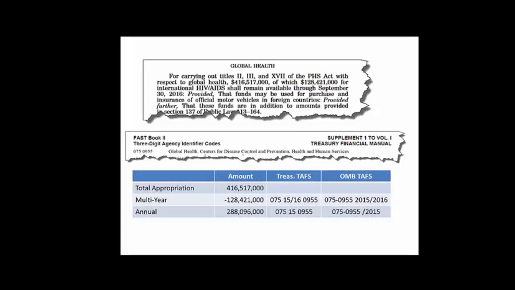In the FY 2015 Global Health Appropriation, we can see a total appropriation of $416,517,000, of which $128,421,000 is available through September 30, 2016. Congress is not doing the math for us here. We have to subtract the amount expressly provided for 2 years from the total amount appropriated. This leaves us with $288,096,000 available for the default 1 year, and we can now see the amounts by TAFS.